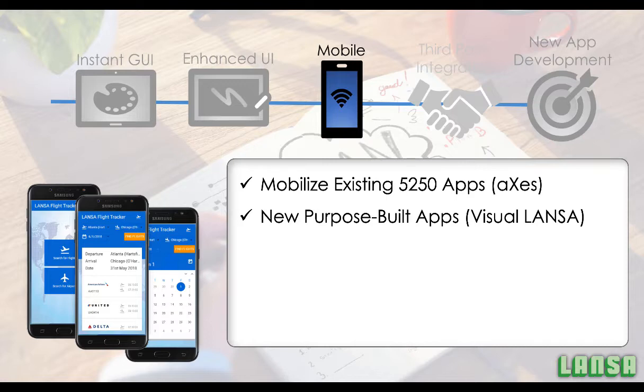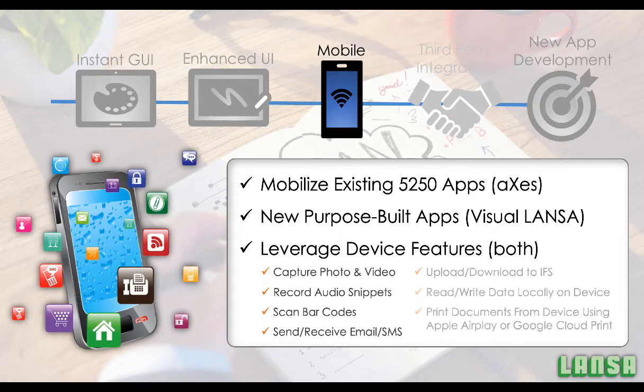So instead, when you need to quickly build a brand new purpose-built application with Visual Lancer, it'll be able to run natively on your IBM i, and it's going to have real-time access to DB2, all of your APIs, data queues, data areas, all the other native constructs of the IBM i operating system. Now, regardless of which option you decide to go with, your new mobile application will have access to all the native device features. That's going to make your users more productive and more accurate for that matter. Things like GPS location services, barcode scanning, capturing photos and videos, recording audio snippets, just to name a few.